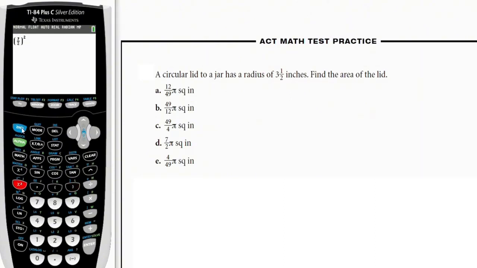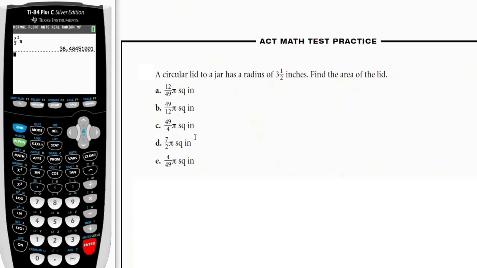Let's put pi now. We bring up pi by pressing second and this button. And pi will come out. So that's it, guys. Pi r squared. This is the application. Let's press enter to see the output. 38.48.